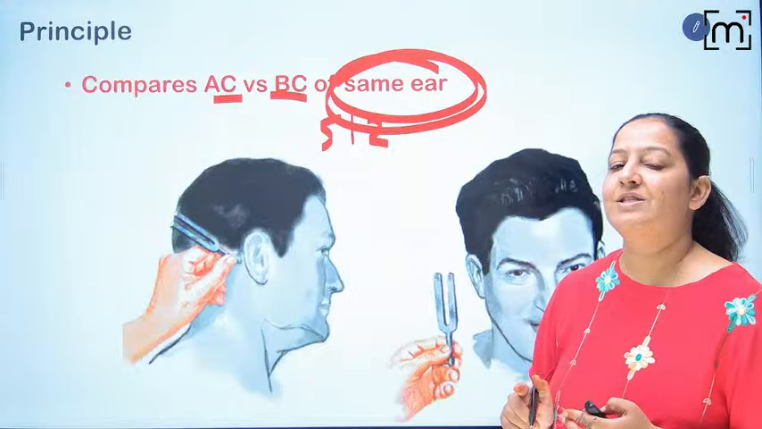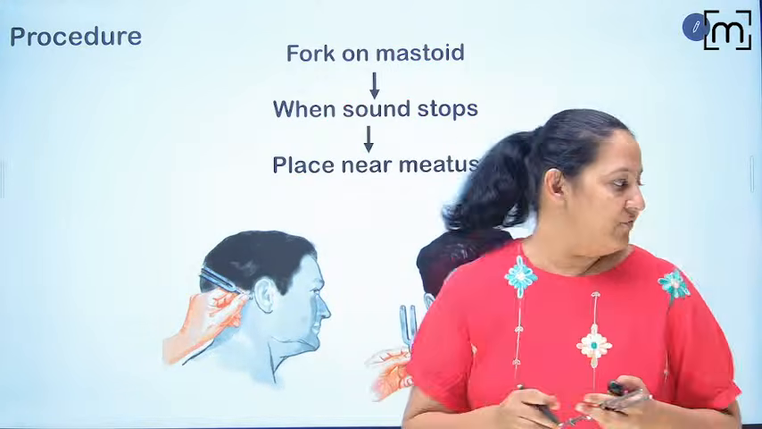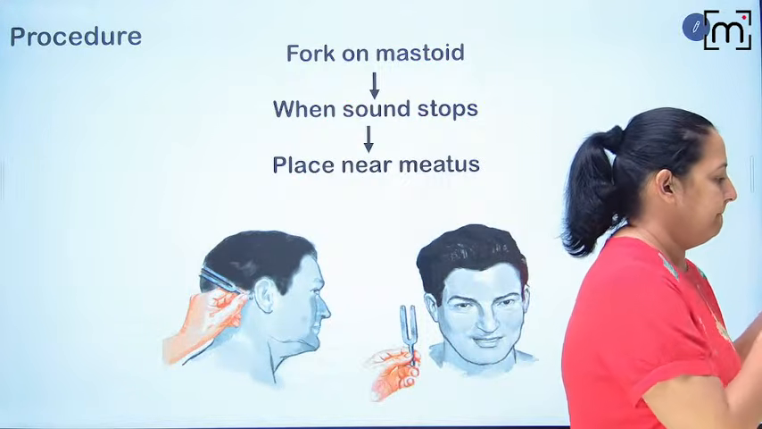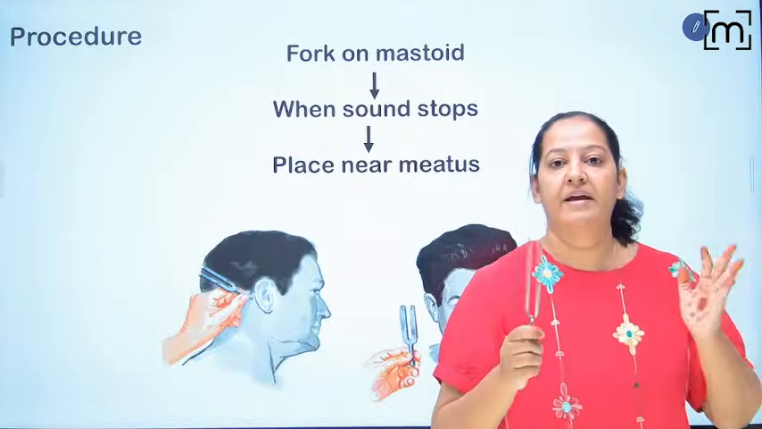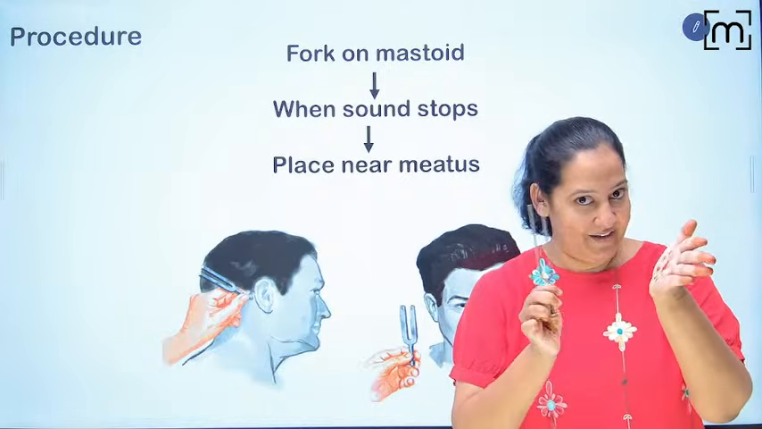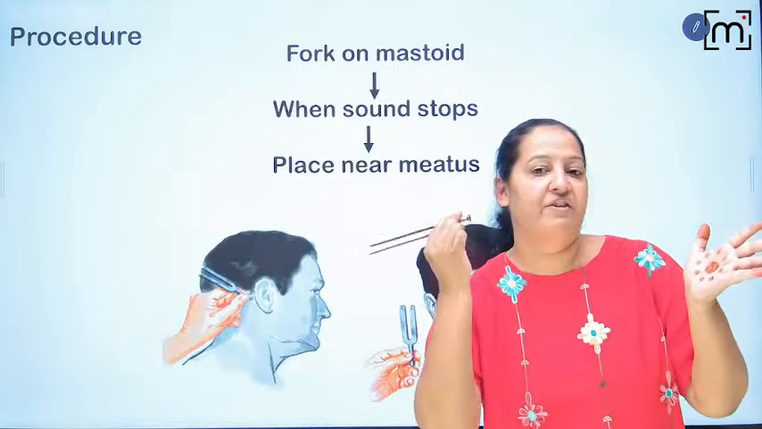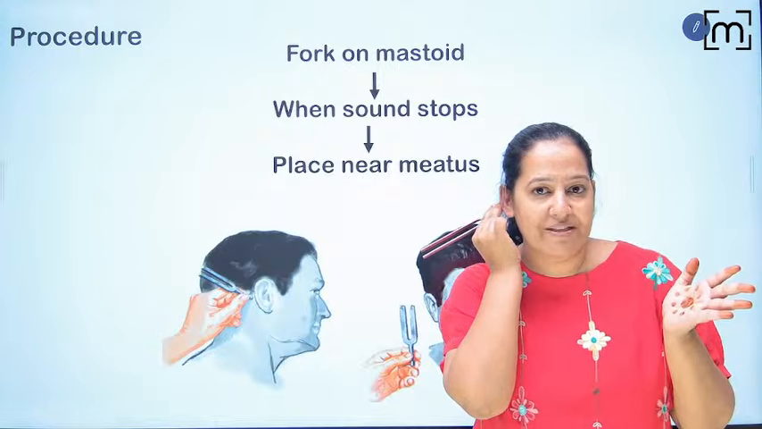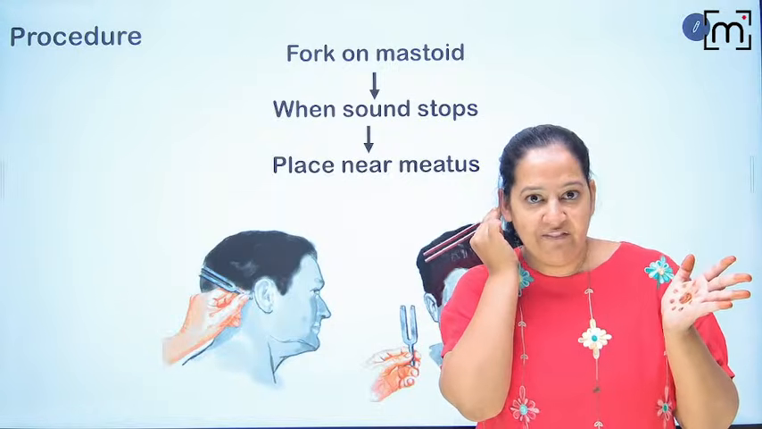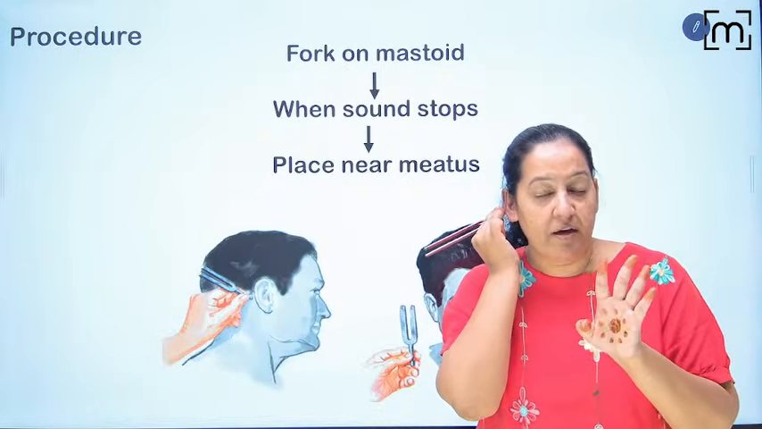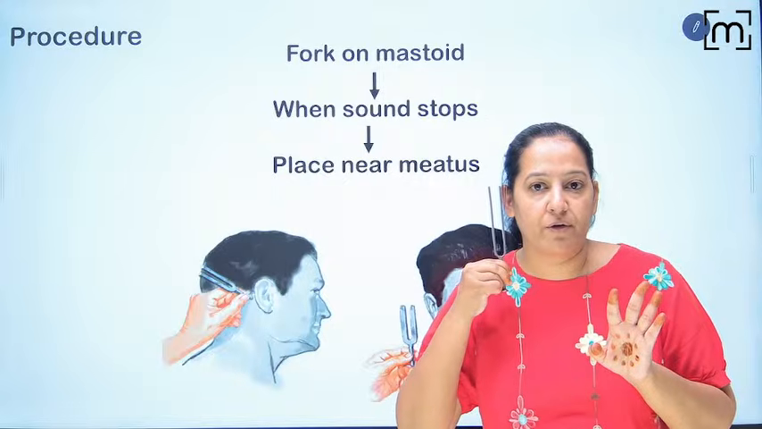So in Rinne's test, what we are doing, see. First of all, take the tuning fork. Activate it. Immediately after activation, put it on BC. Put it on the mastoid. If you feel the vibration, now I stopped it. After stopping, keep it in front of you.